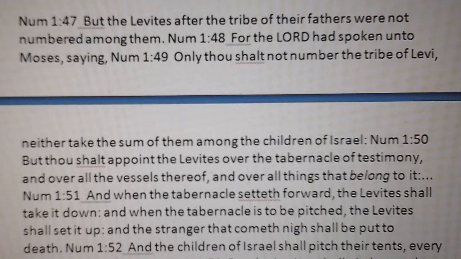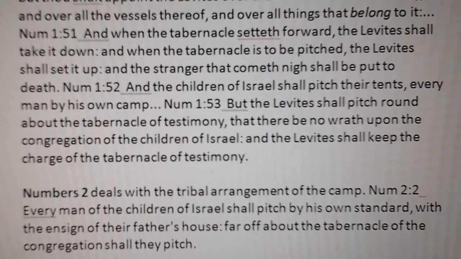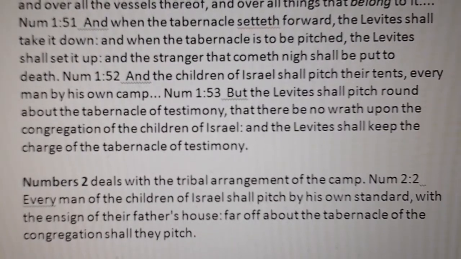Now chapter 2 deals with the tribal arrangements of the camp. I'm just going to read one verse, which is verse 2. Every man of the children of Israel shall pitch by his own standard with the ensign of their father's house, far off about the tabernacle of the congregation shall they pitch. So the ensign is like a banner to represent their house.